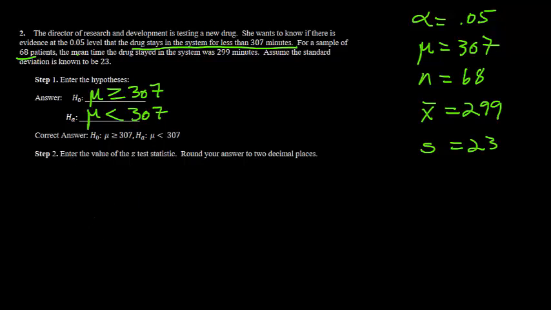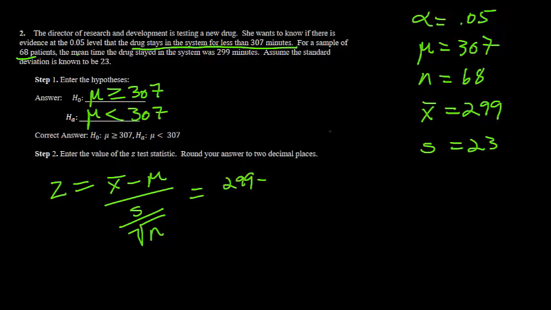Okay, step 2, enter the value of the z-test. Well, my z is going to be equal to x bar minus mu over the standard deviation, but here we're taking it from the sample. We don't know what the standard deviation is for the entire population, so that's going to be s over the square root of n. All right, so this is simple math. We've done a lot of these. 299 minus 307. At this point, I'm just substituting and doing real easy math. 23 over the square root of 68.